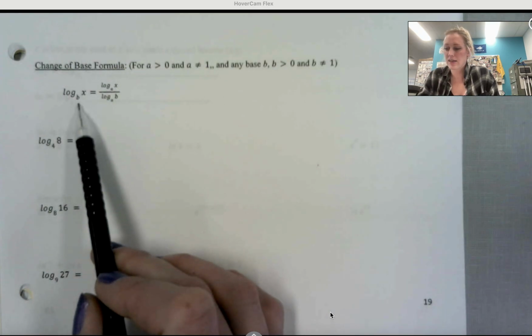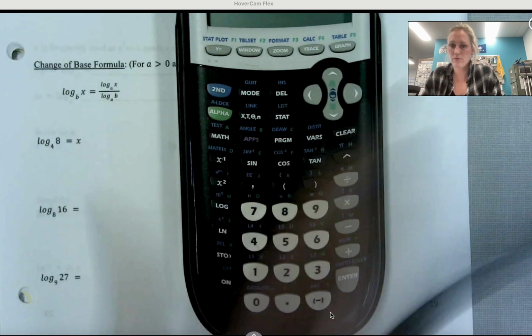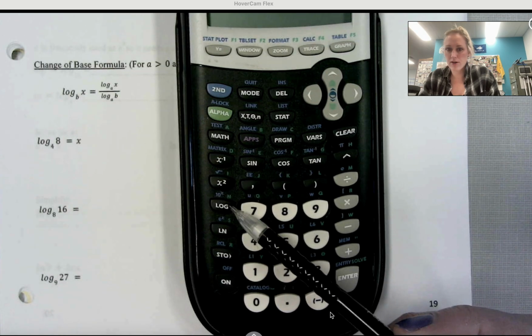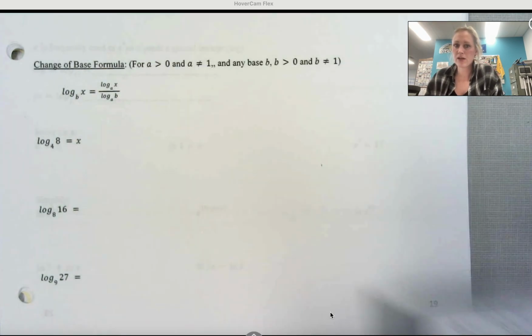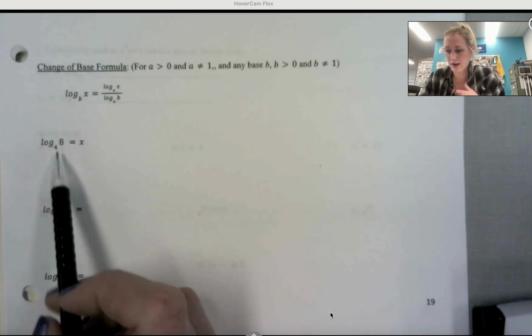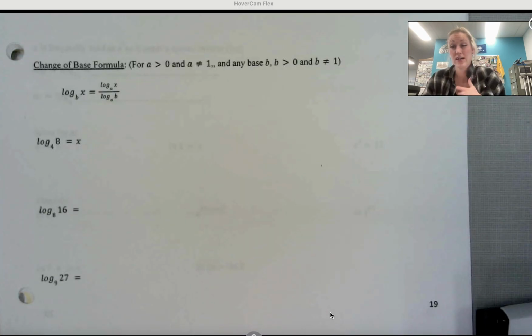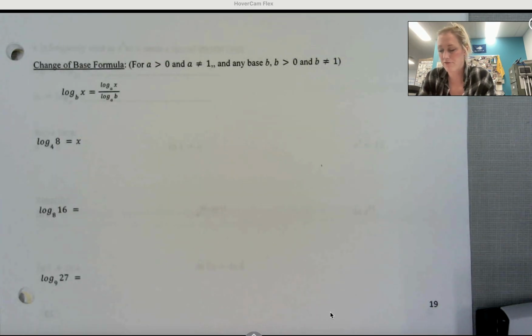Basically it's saying, if I have a base, our most common bases on the calculator are the common log and natural log. We're going to get to natural log a little bit later. But we can choose one of those bases if I don't have a given base, like I might not have log base 4 on my calculator. I'm going to show you guys how to do this without a calculator first, and then I'll show the calculator in a second.